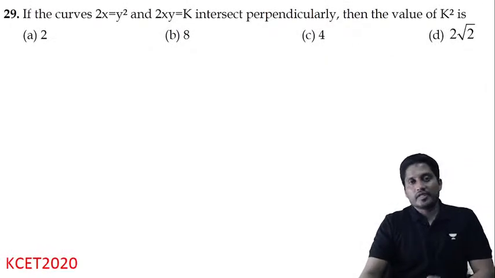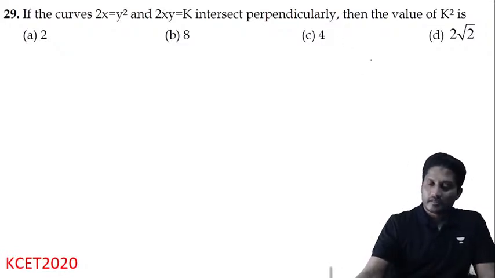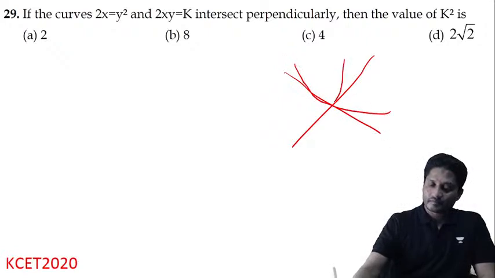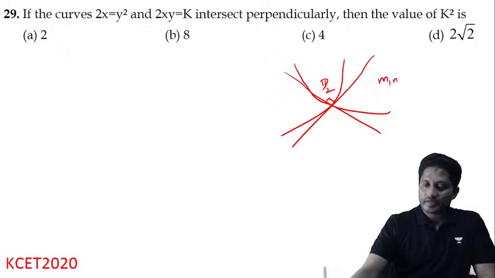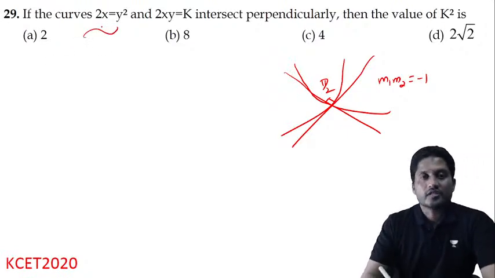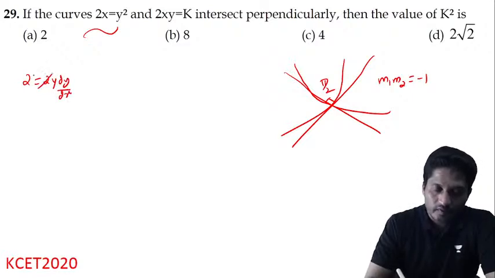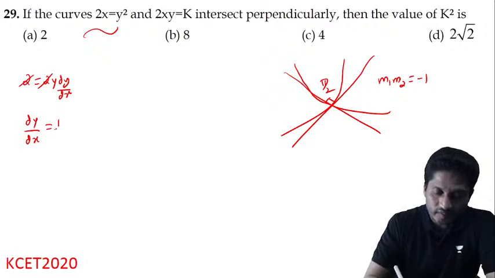If two curves intersect perpendicularly, then what should be the value of k square? We have done this before as well. Two curves cut at right angles, then m1 into m2 is equal to minus 1. If I differentiate the first curve, differentiation of 2x is 2, differentiation of y square is 2y into dy by dx. This will cancel, dy by dx is equal to 1 by y. So this is m1.